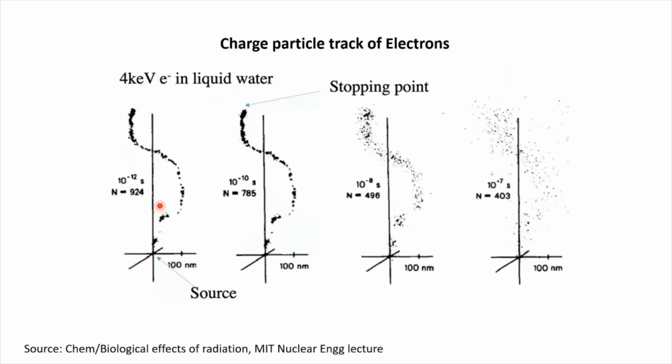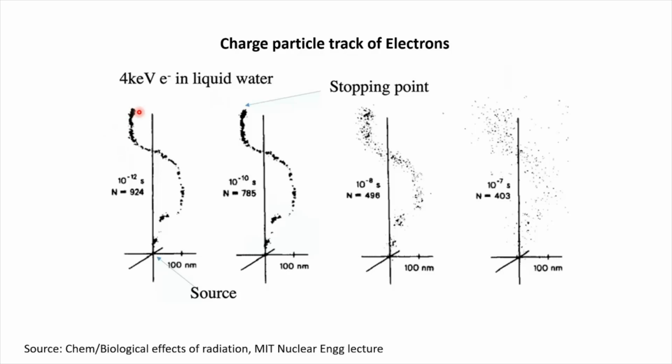This is the charged particle track of an electron having energy of 4 keV in liquid water. If you keep looking at the track, we can see the density of the charged particle track as it moves from the source to the end. The density becomes much greater at the end, because at the end it has lower energy and the density of ionization increases.